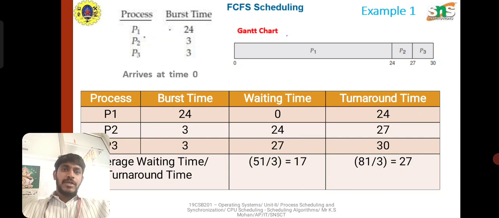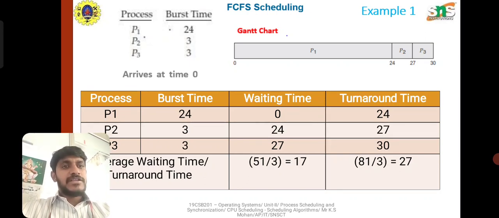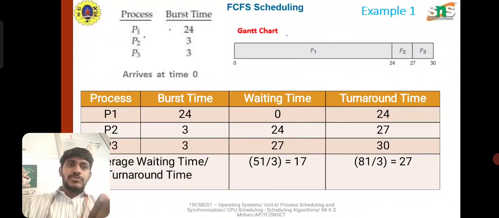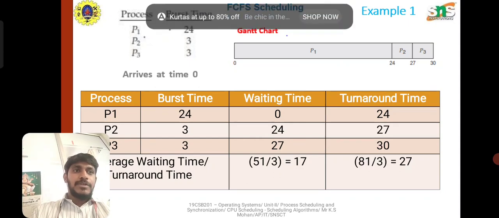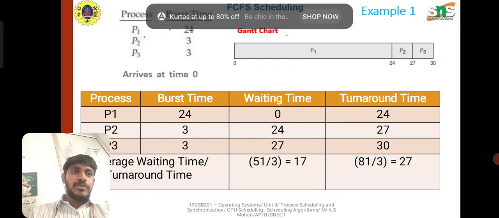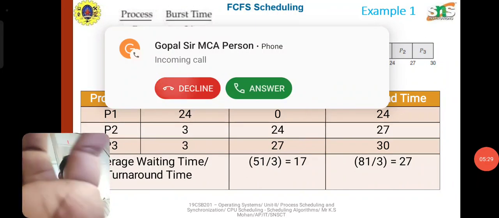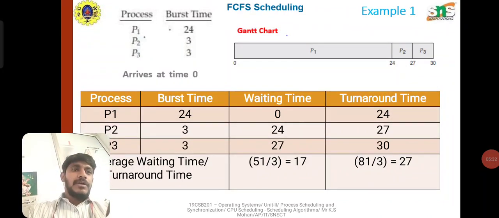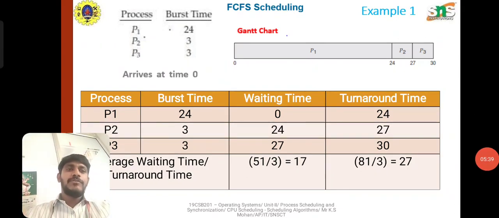P1 has a burst time of 24, and P2 has a burst time of 3. P3 will have a burst time of 3. So we have to calculate the waiting time and turnaround time. We can look at the Gantt chart here. P1 starts at 0 and runs up to 24. Then P2 starts at 24 and P3 starts at 27. The arrival time of P1 will be 0. The arrival time of P2 will be 24. The arrival time of P3 will be 27. According to this, FCFS scheduling will work.